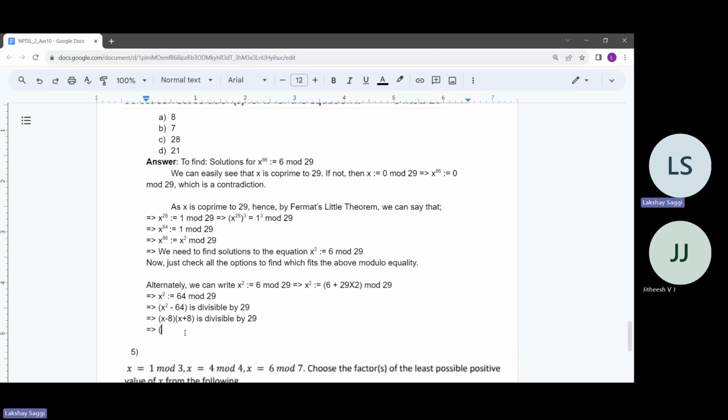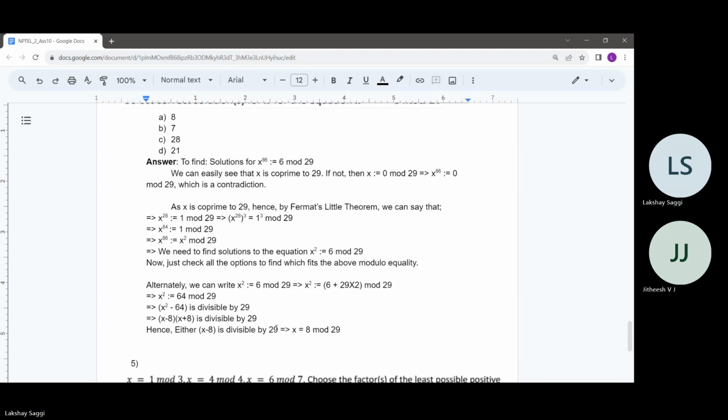This implies that x − 8 is divisible by 29. Maybe I should write it like this. Hence, either x − 8 is divisible by 29, which implies x is 8 mod 29, or — like I have written this either-or here, I should write both in caps.